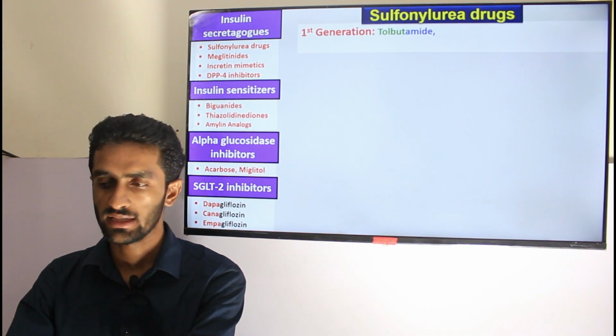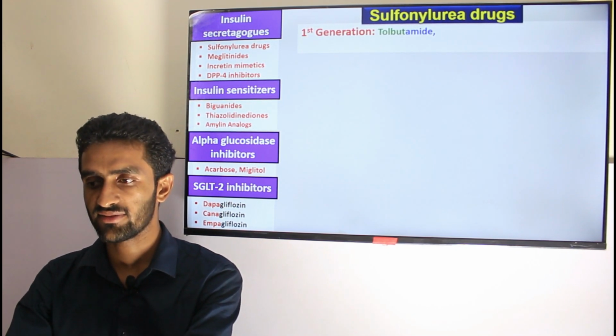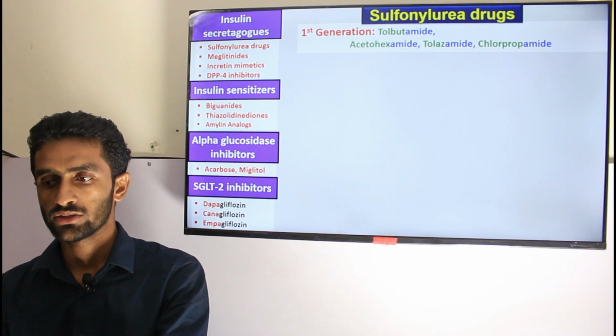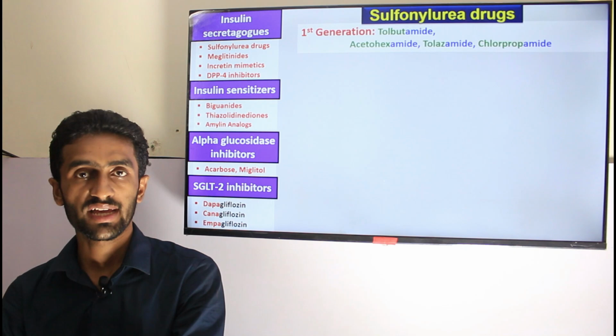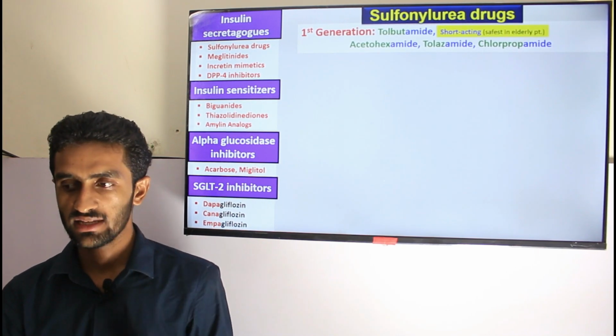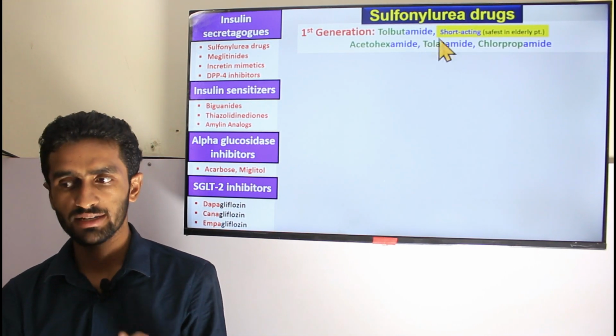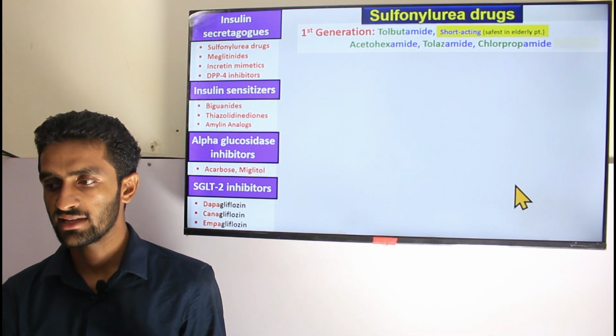We have actually first generation and second generation. In the first generation, we have tolbutamide, acetohexamide, tolazamide, chlorpropamide. So they end with amide. So these are first generation. Well, the tolbutamide is short acting, while these other three are long acting.